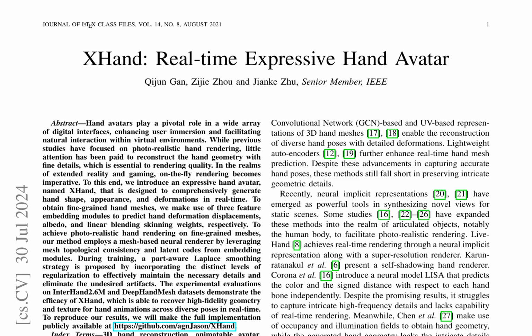Experimental evaluations on InterHand2.6M and DeepHandMesh datasets demonstrate the efficacy of XHand, which is able to recover high-fidelity geometry and texture for hand animations across diverse poses in real time.